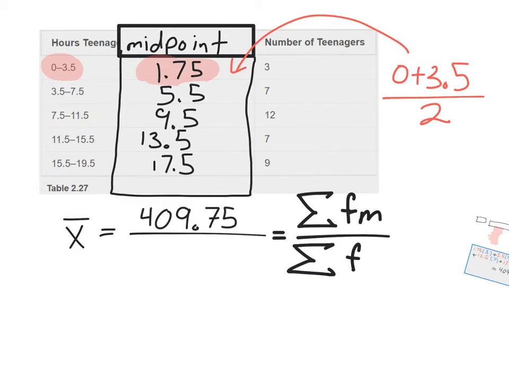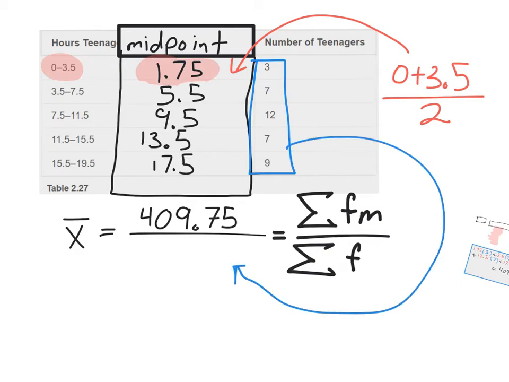And then the only other thing I need is my denominator, and that's going to be the sum of the frequencies. So here's my frequencies over here. I can just add those up and then put those down there. When I do that, I get 38. Now I have everything that I need to calculate this mean. And so when I divide those two numbers, I get about 10.78.